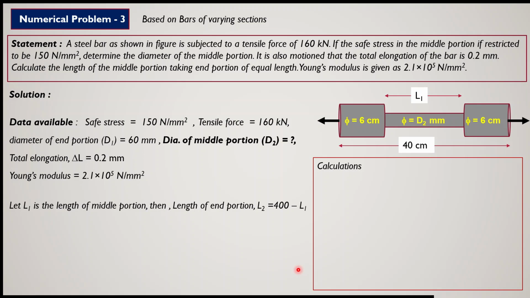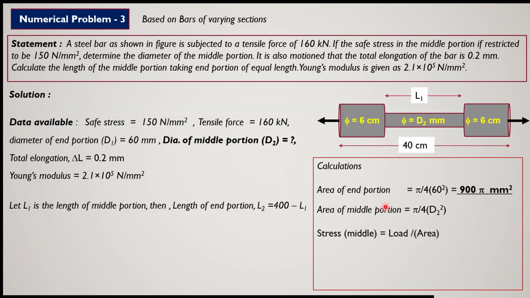Now what do we have to calculate? If we try to understand how to solve this, first of all, very important data, safe stress is given. So safe stress is 150 Newton per millimeter square. Now safe stress will be load upon area, but area is not given, only diameter we have to find out. So let us do it step by step. Area of end portion will be given by this formula. Area of end portion is 900 pi because it is 60 millimeter. Area of middle portion, you have to use this formula, pi by 4 d2 square.